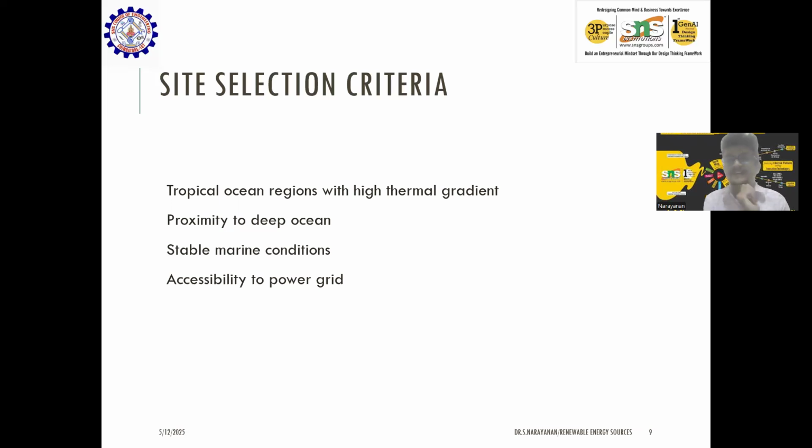And stable marine conditions, the aquatic life and aquatic plant life and animal life should not be disturbed, and it should be closer to a power grid so that we can minimize the transmission loss. So if the distance between the grid and the power plant is more, the transmission loss will be more. So it should be nearer to a power grid.